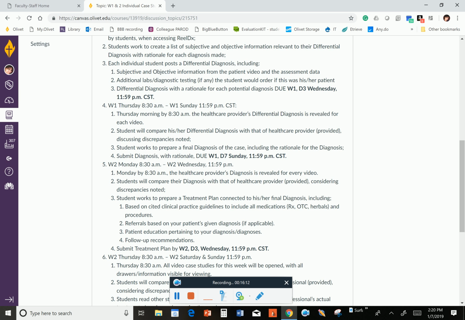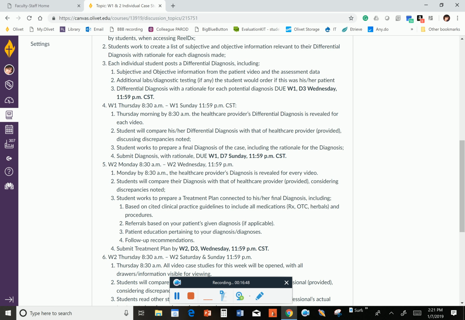Now Monday at 8:30, week 2, the healthcare provider's diagnosis is going to be revealed for every video. And you need to compare the diagnosis with that of the healthcare provider and consider discrepancies. So you need to explain that. And you need to prepare a treatment plan connected to the final diagnosis. This treatment plan needs to be based on clinical practice guidelines, and I don't want you to strictly use UpToDate. UpToDate's really nice, but I like you to look at other resources as well.